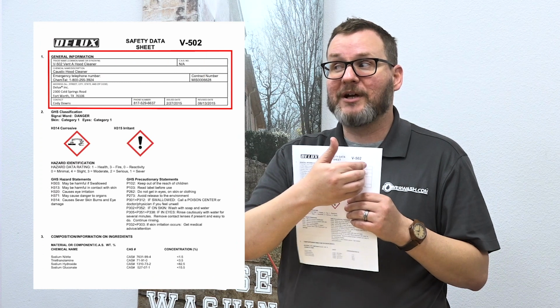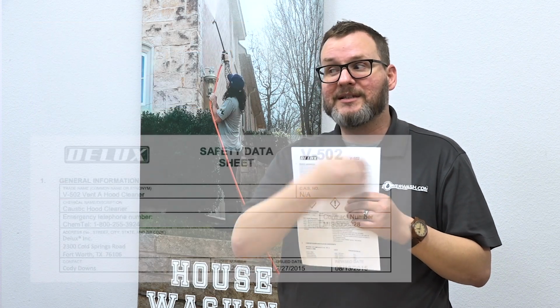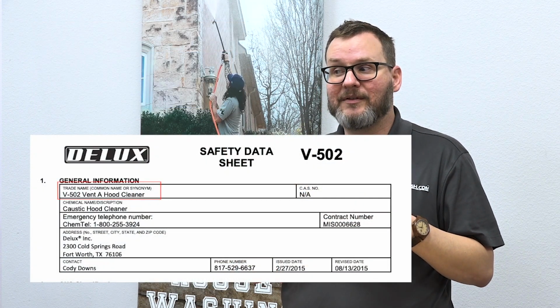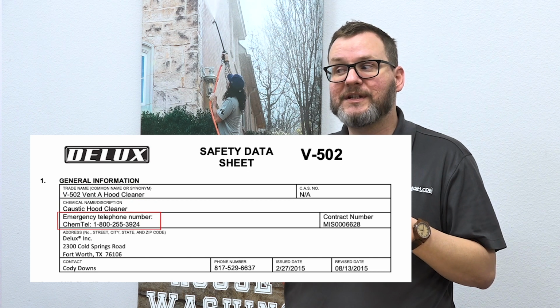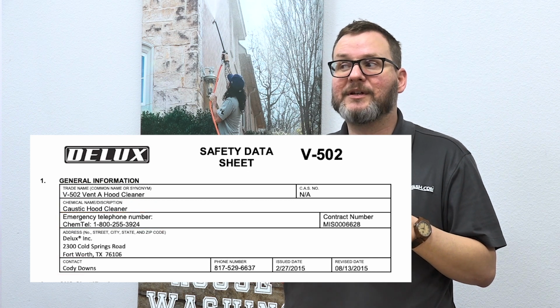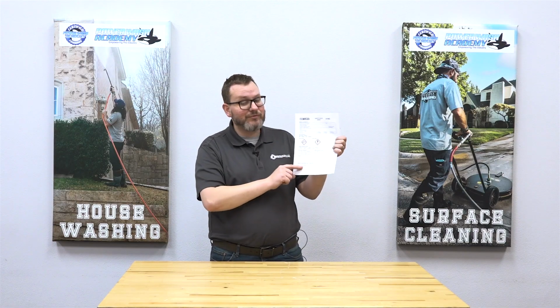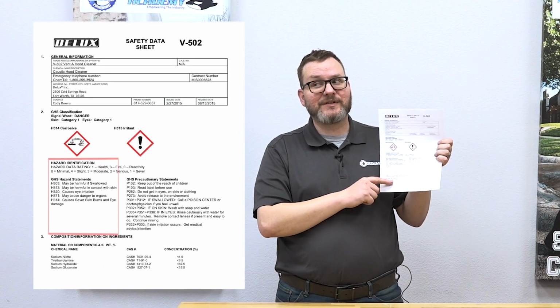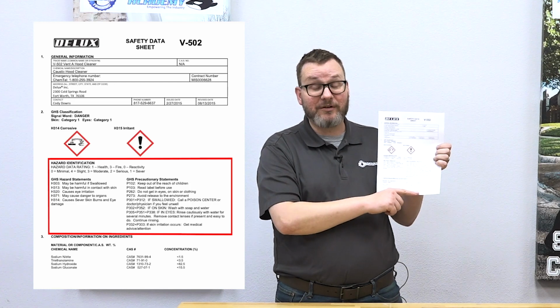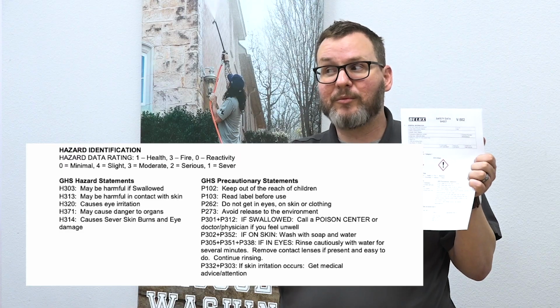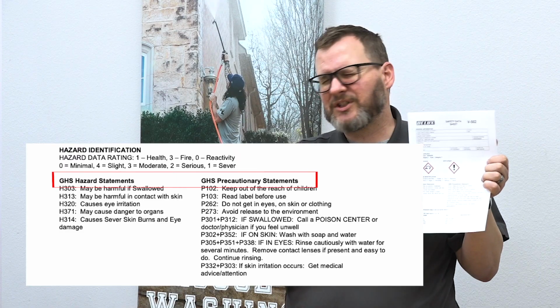In the first section, you're going to have general information about the product. You're going to have the product name, the number for the emergency contact, and the number for the contact at your chemical supplier. And then in section 2, you're going to have hazard statements and precautionary statements from the Globally Harmonized System. So just general information about how to stay safe when you're using this particular chemical.